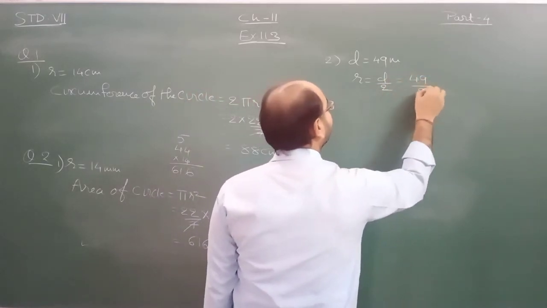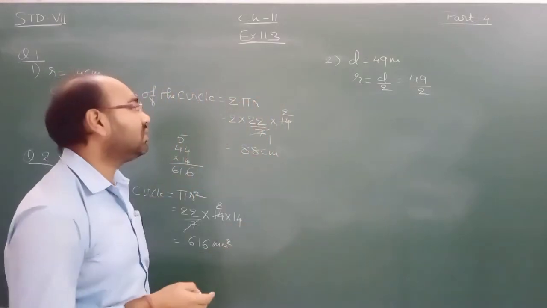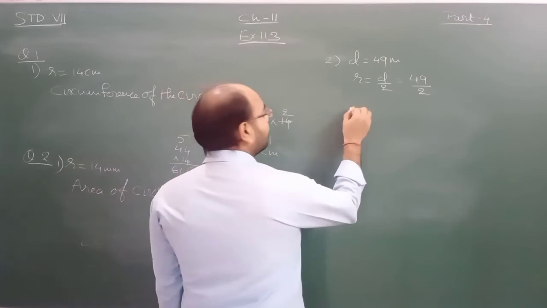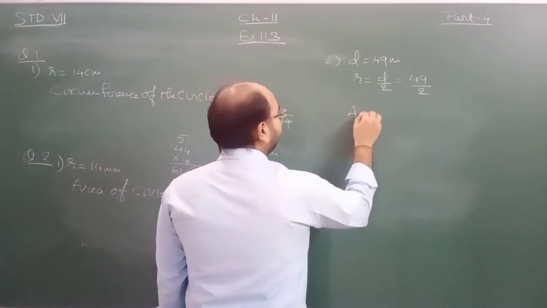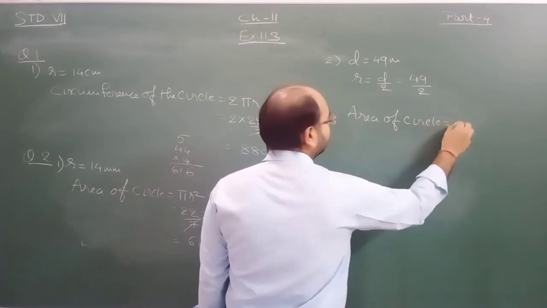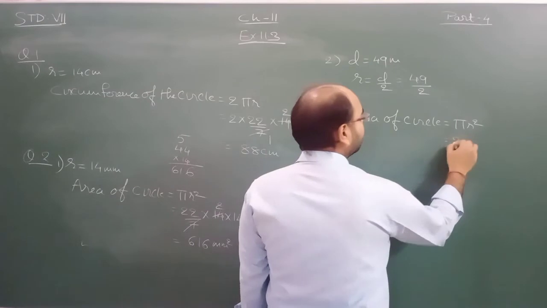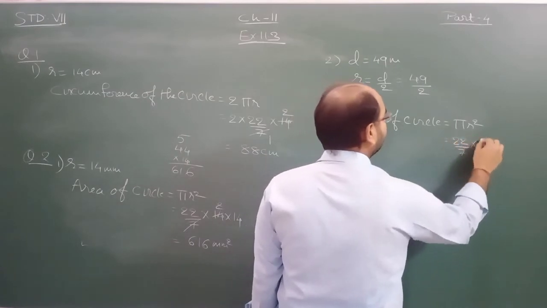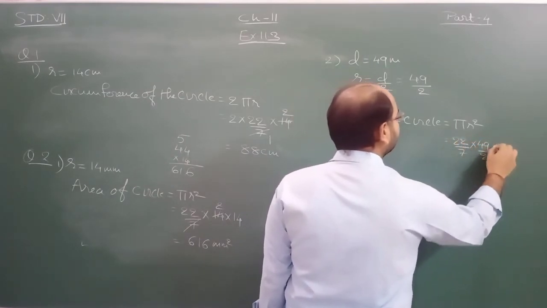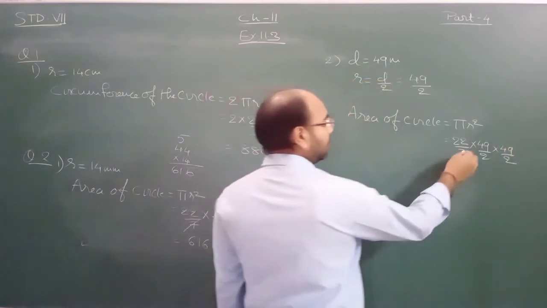So now we will make 49 upon 2. अब उसको divide मत करो, it will be easy for us to cancel somewhere. So formula, area of circle is equal to pi r square. So 22 upon 7 into 49 upon 2 into 49 upon 2.